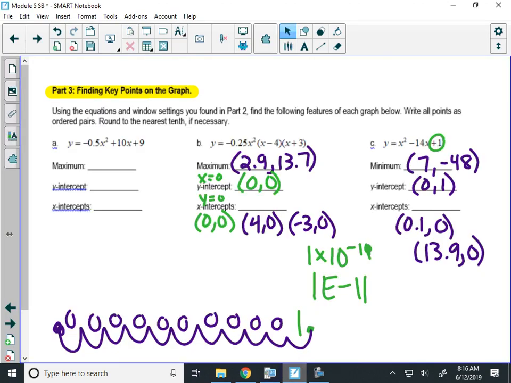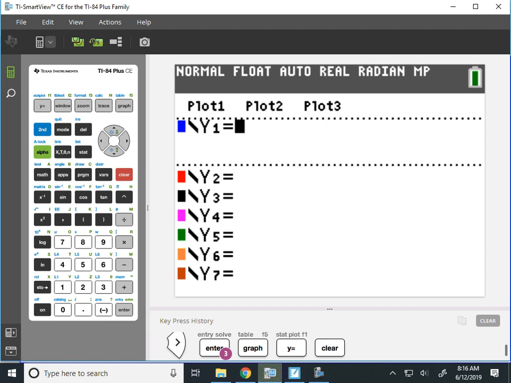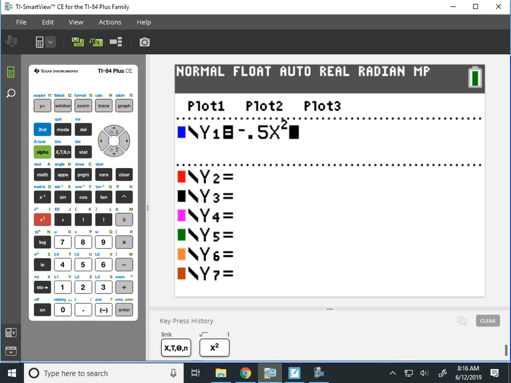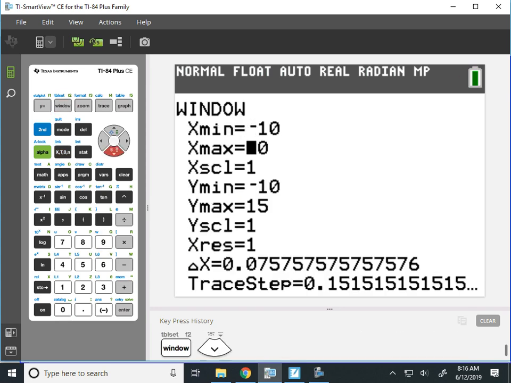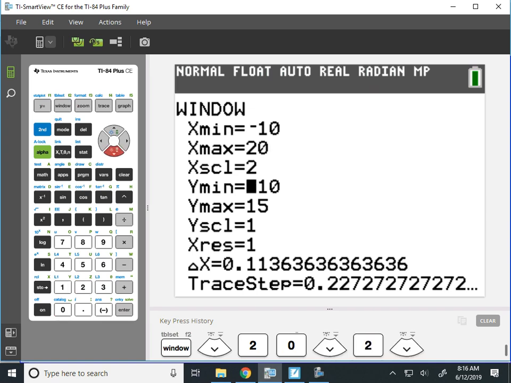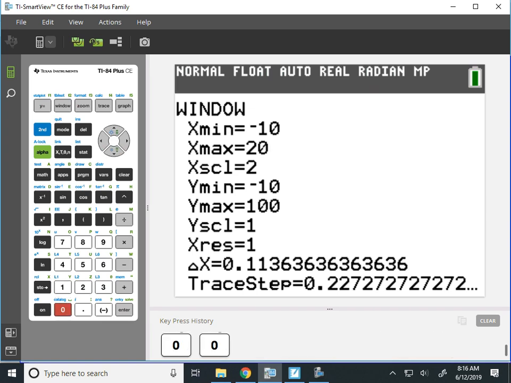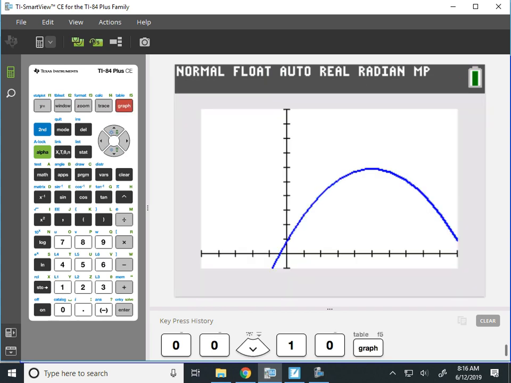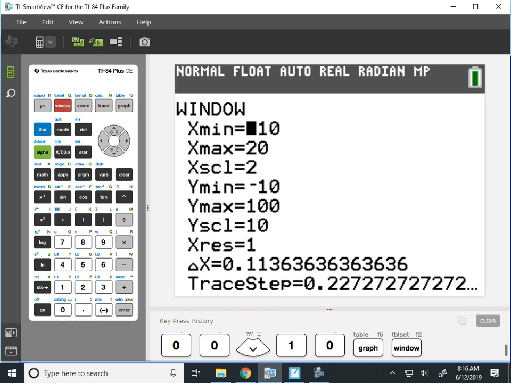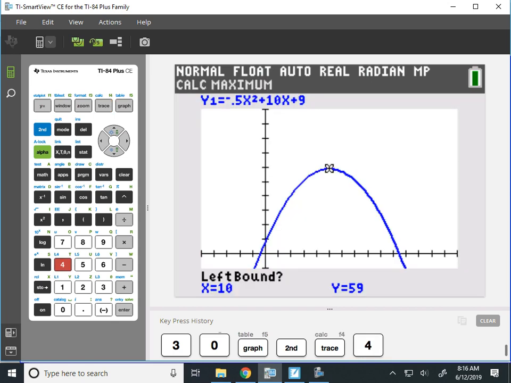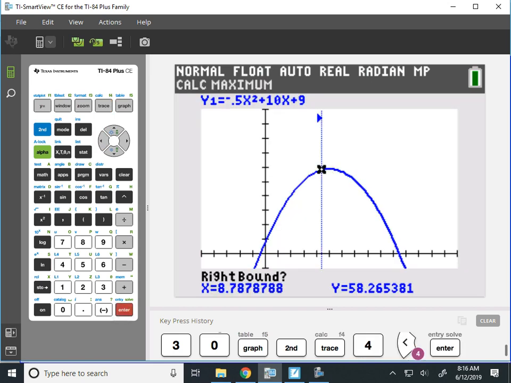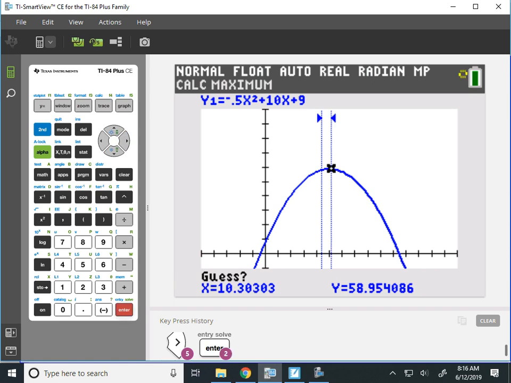All right, let's go back to A here. So I'm going to recalculate here, negative 0.5x squared plus 10x plus 9. Now our window, we went from negative 10 to 20, went by 2s, negative 10 to 100, went by 10s. Oh, we went to 30, I'm sorry. All right, so there's my graph. So we're tracing the maximum again. So I'm going to go a little bit to the left of the maximum, and then arrow over a little bit to the right. And it tells me that my maximum is at 1059.